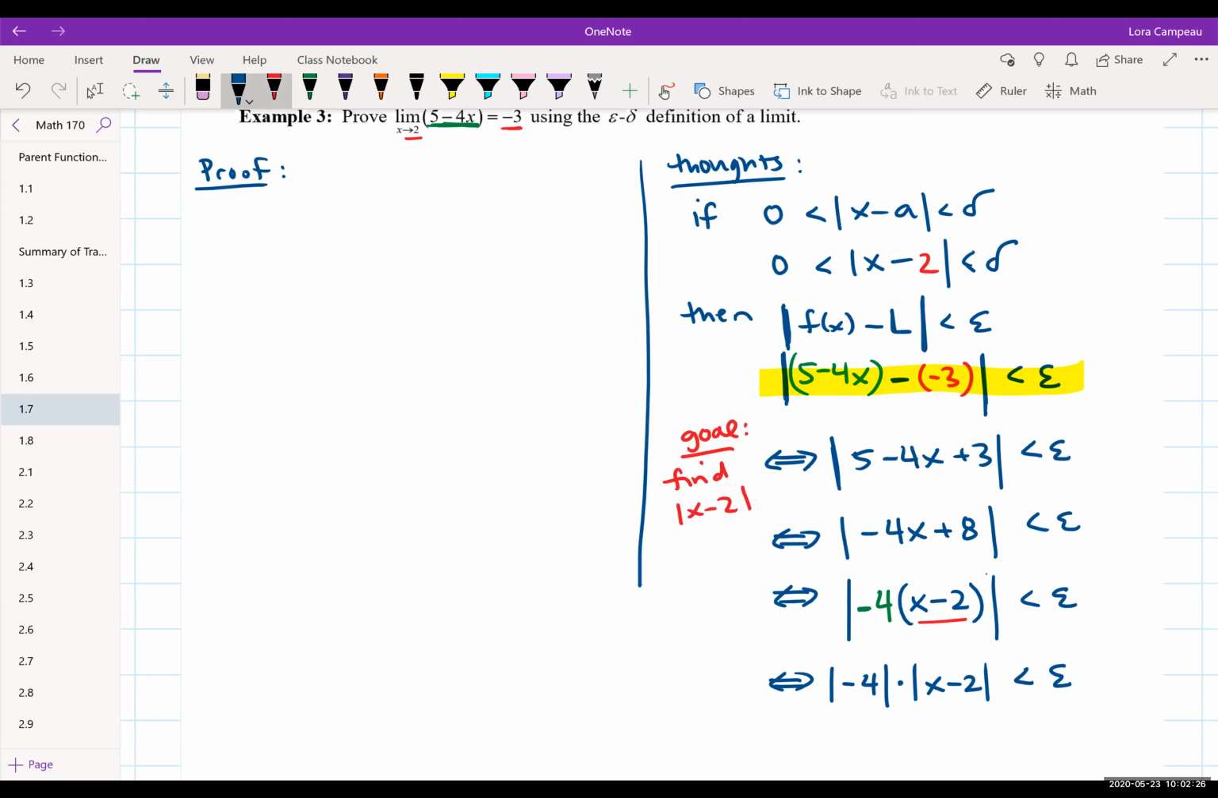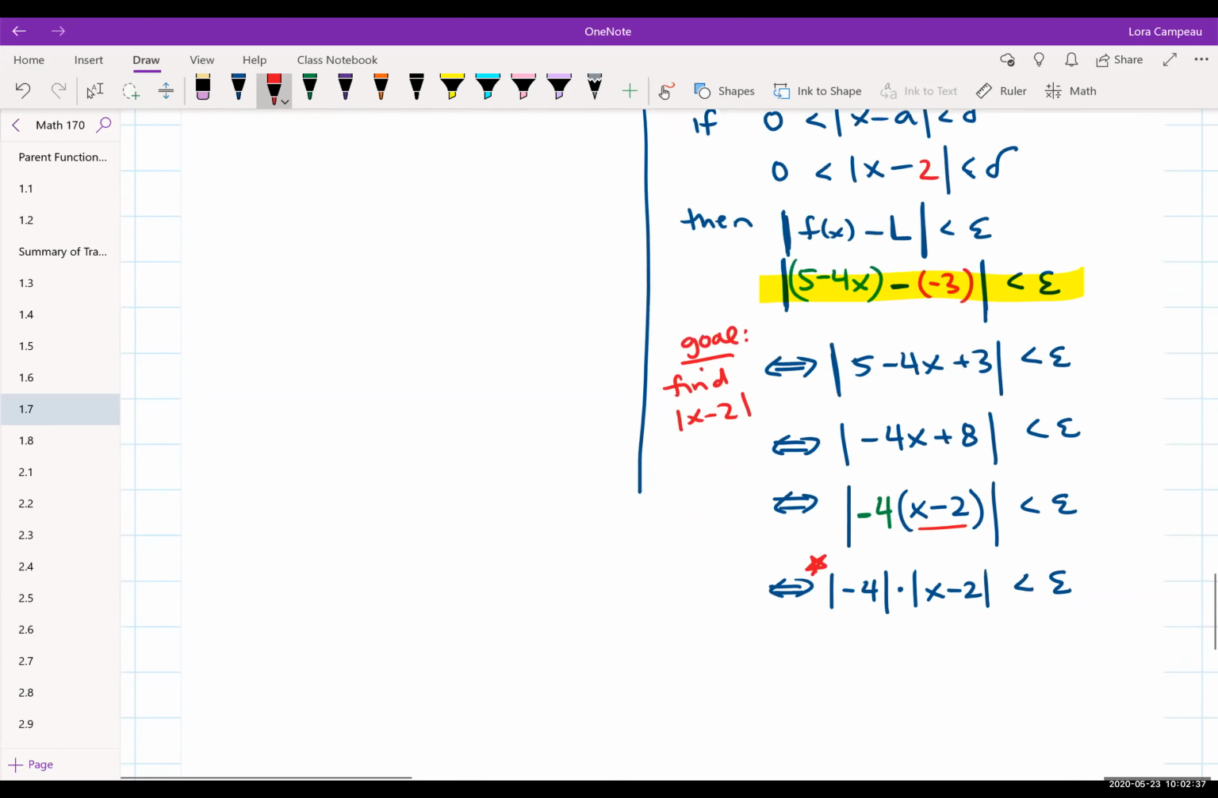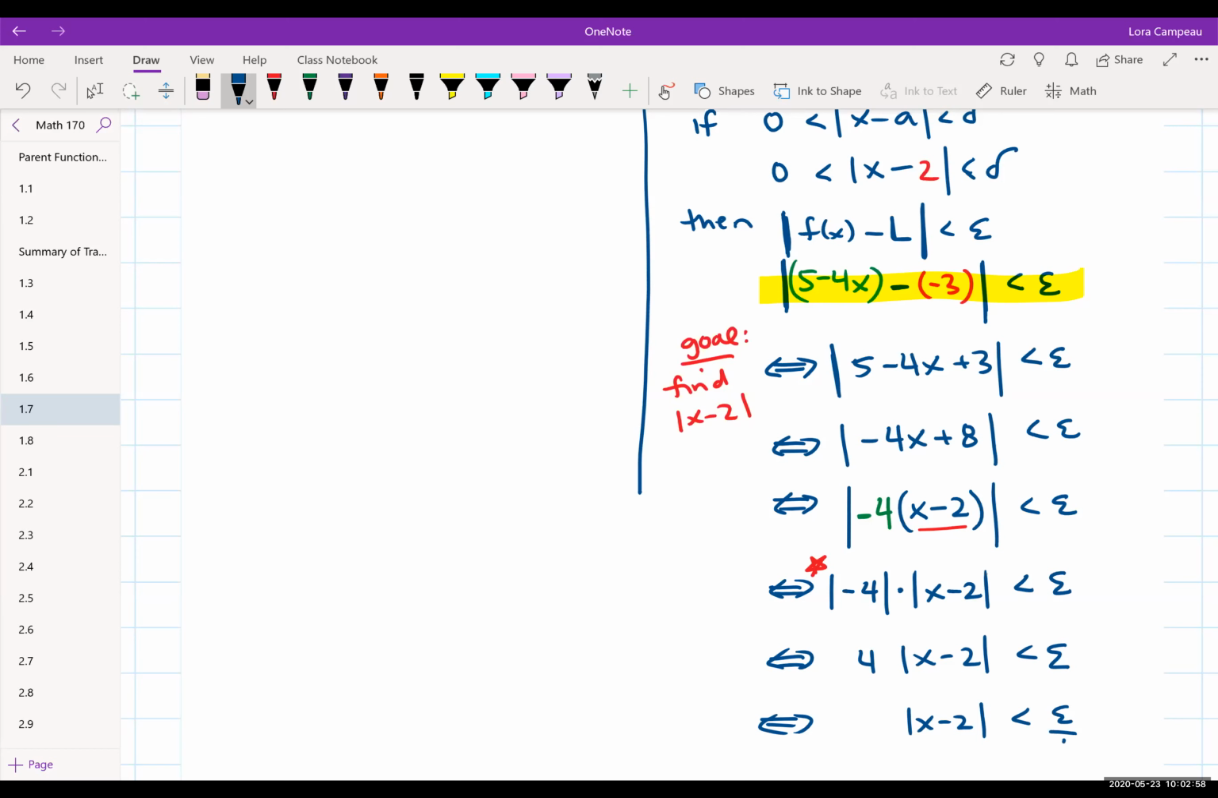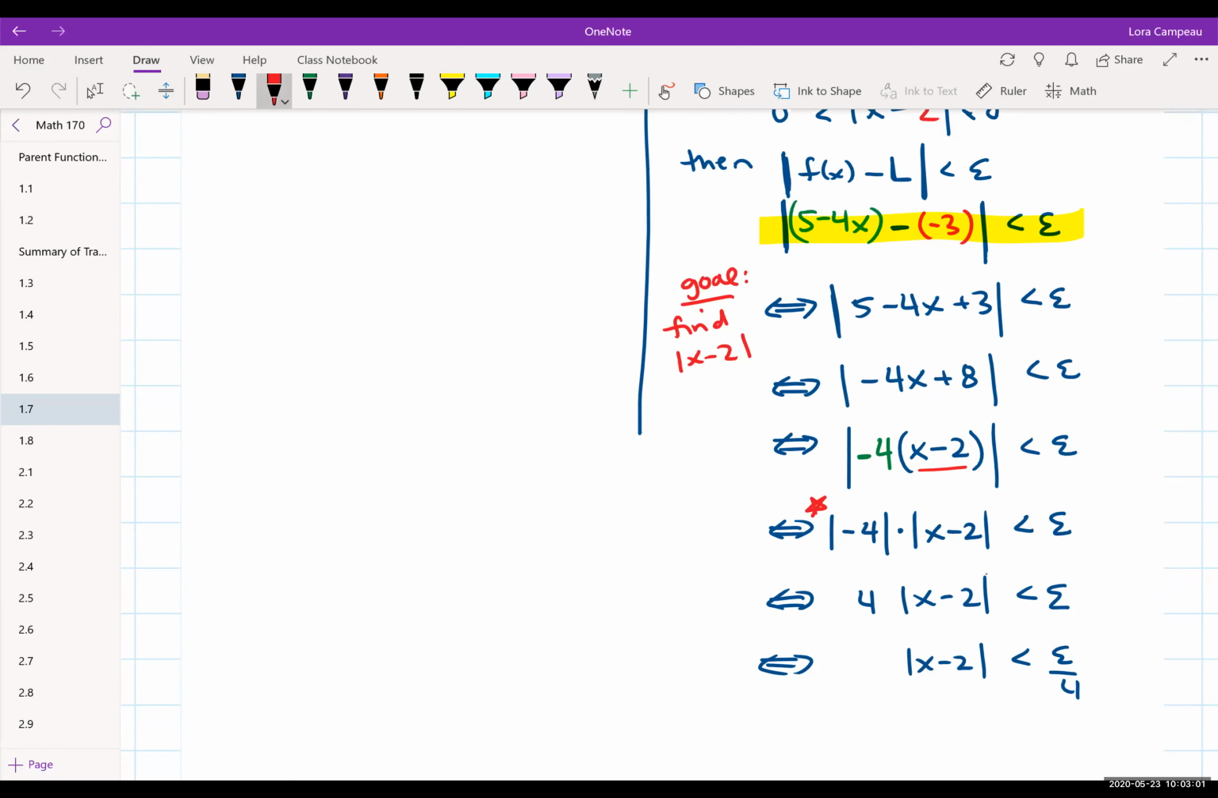And this is what we need to pay attention to when we go backwards. This is why we do this process first. So be real careful. Don't forget this. We're able to say the absolute value of -4 is 4, still multiplied by the absolute value of x minus 2 is less than epsilon. And so this allows us to isolate the x minus 2. If you divide both sides by 4, you're going to get our final delta, epsilon over 4.